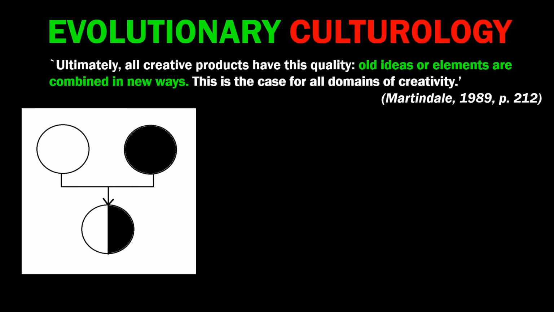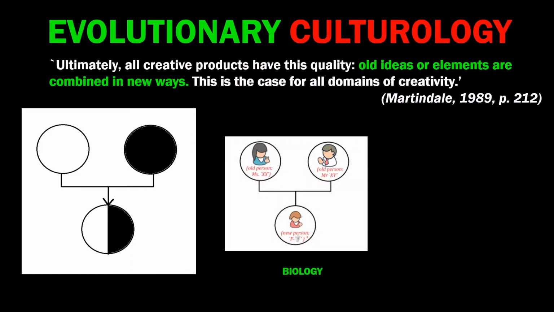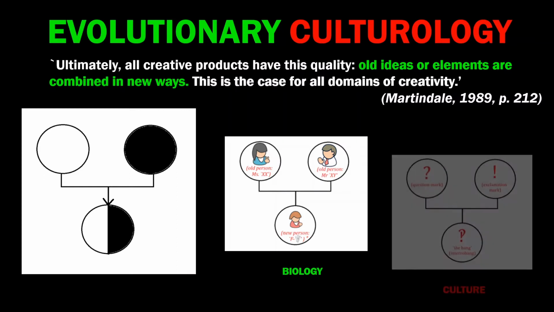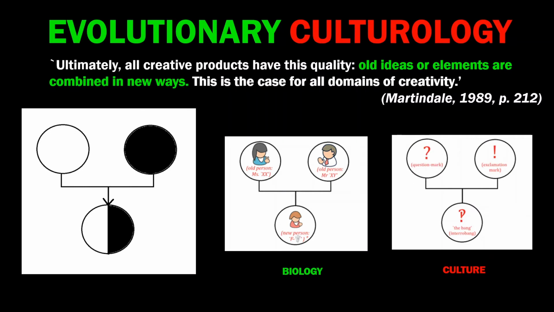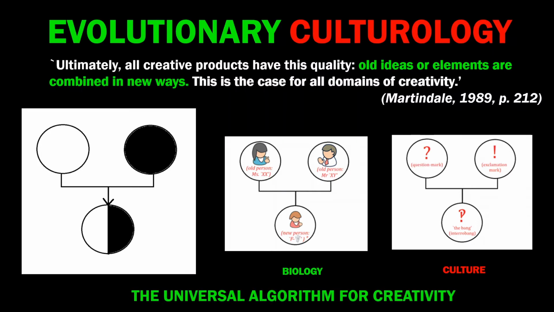On the left we have the universal algorithm for creativity: combine 2 old things to get a new thing, and it works. This is how it works in biology when you have 2 organisms and combine half of them each to get a new unit of biology, or in culture, combine 2 units of culture to get a new one, as long as it's judged new, useful, and surprising. So that's the universal algorithm for creativity: combine 2 old things and get a new thing, and it works. That's one of the principles used in EvCult to examine why some units of culture go viral.